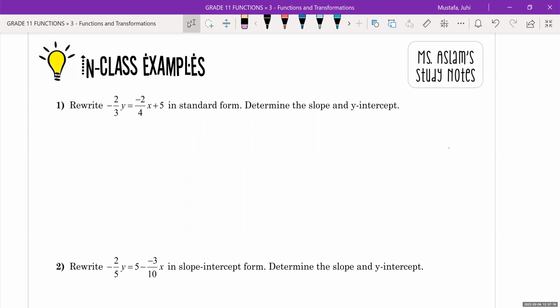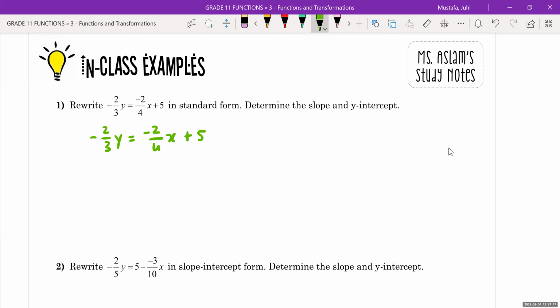Question number 1 says rewrite this equation in standard form, and then determine the slope and the y-intercept. So we're really changing gears. We were doing everything radical, and now it's mostly algebra. So I'm going to rewrite this question. Negative 2 over 3 y is equal to negative 2 over 4 x plus 5. I know in standard form, you cannot have any fractions.